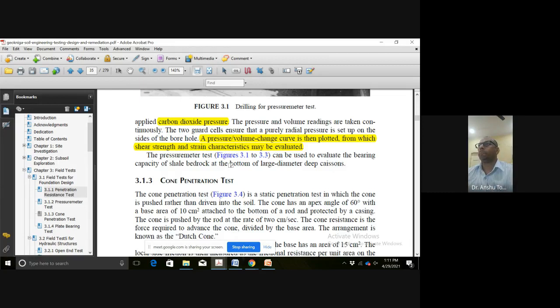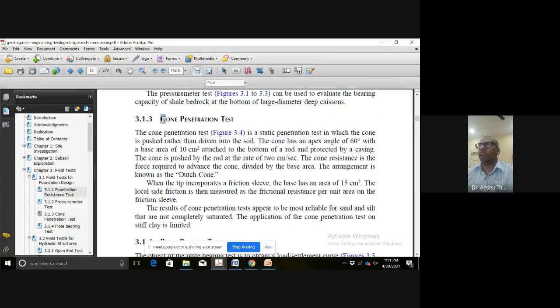Then we have got the cone penetration test. It is a very important test as far as in situ soil testing is considered. It is a static penetration test in which the cone is pushed.